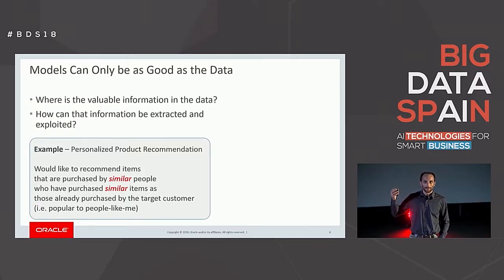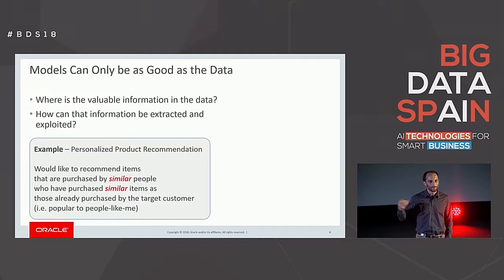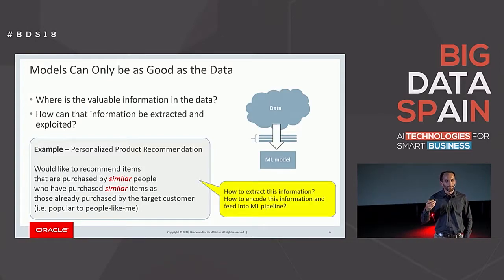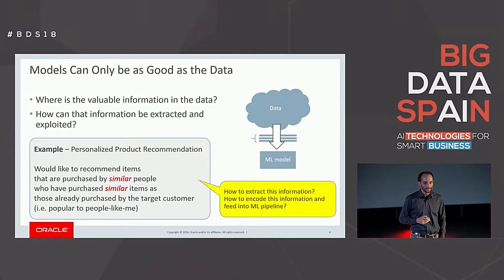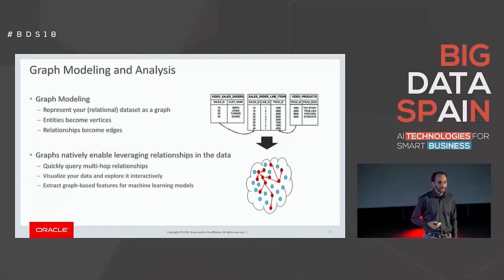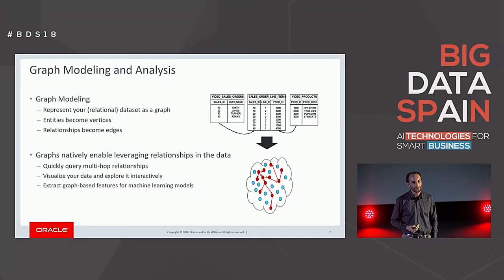So let's look at an example. For example, if you want to do product recommendation, you want to recommend a product to me. You're looking for similar people who bought similar products, and then you will recommend me those products. But what does it mean? What is that similar? How do you define the similarity? So the question is really, how do you look at all your purchase data and find the products that you should recommend? How can you represent this? And one answer, which has proved to be pretty good, is using graphs.